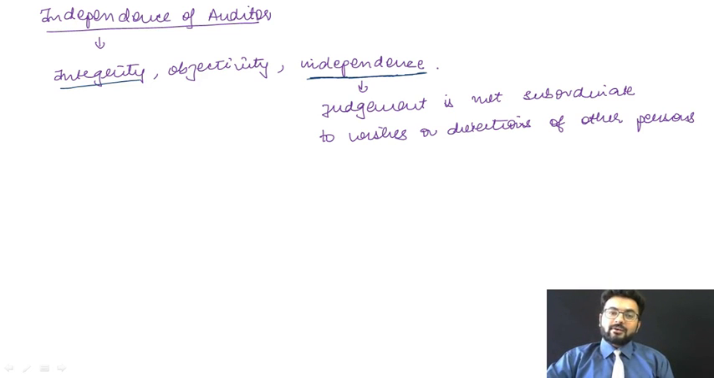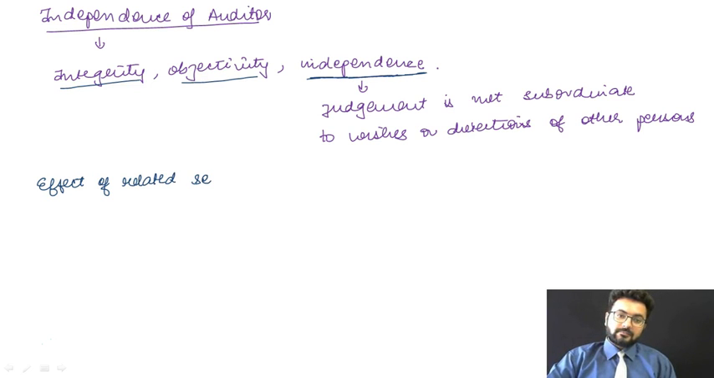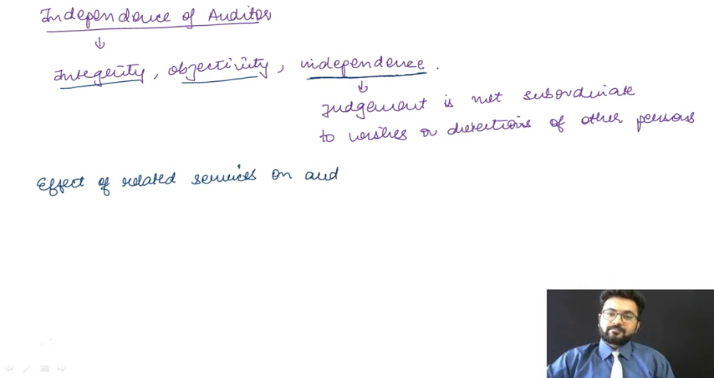Objectivity refers to the fact that the audit is required to keep in mind a particular objective for which you are going to express your opinion. Now, there are a few things. A chartered accountant is not going to give only a single kind of service. There are multiple other services also, and there are so many services which may affect the independence of an auditor. So, the effect of related services on auditor's independence.